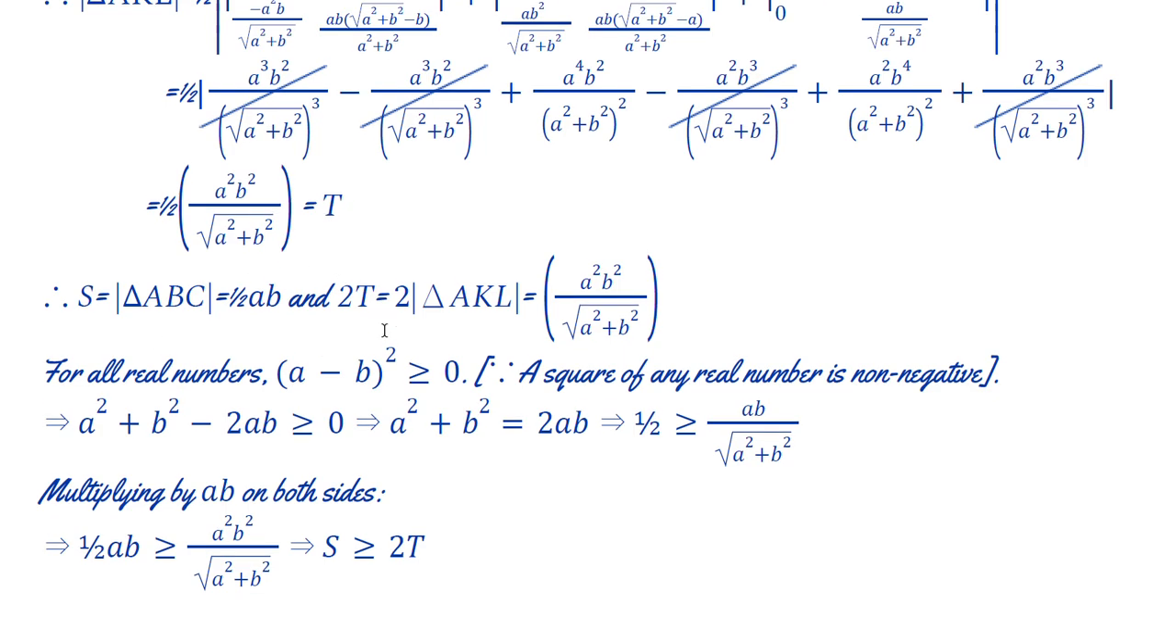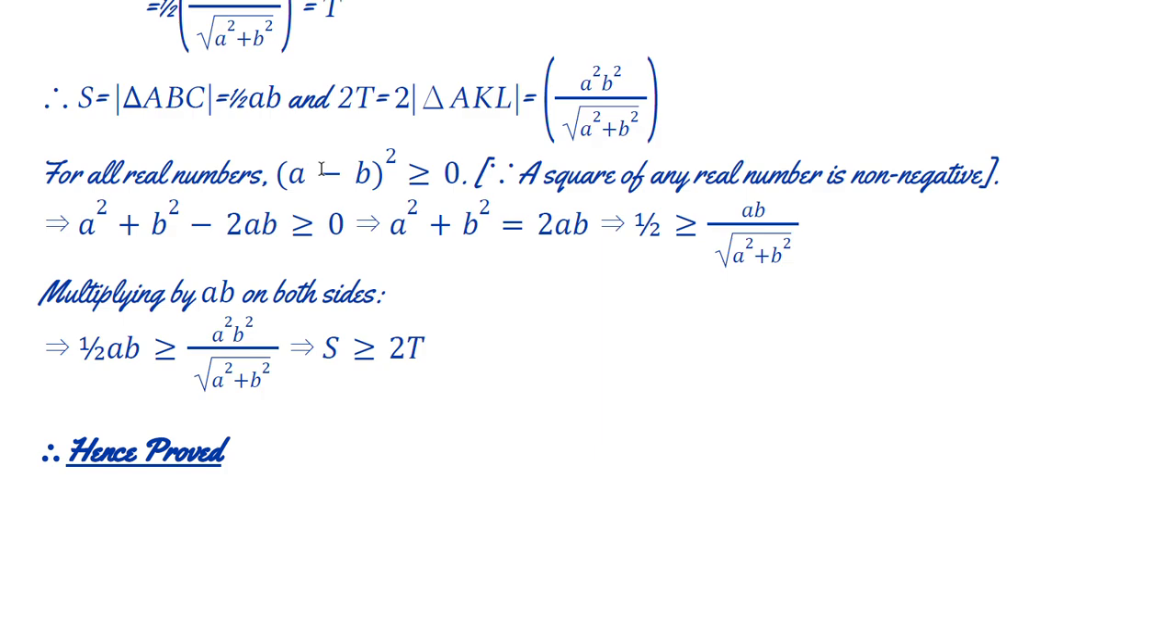Now we'll be using a common inequality, which is a minus b whole square is greater than or equal to 0. We're assuming that a and b are real numbers here, obviously. You won't have imaginary values for the sides of a triangle, so this is always greater than or equal to 0 because a square of any real number is always non-negative. So then I expand this like this: a squared plus b squared minus 2ab. That's the identity for a minus b whole square. And then I transpose 2ab. Well, it's greater than or equal to.